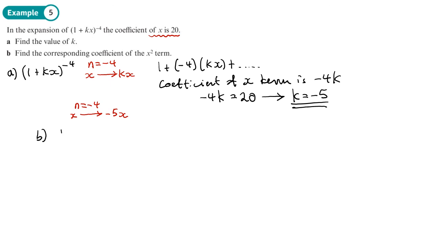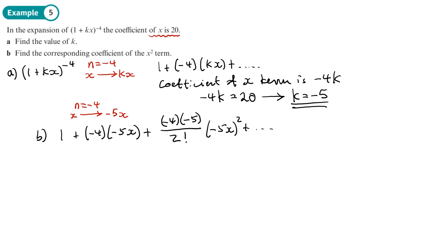So it's 1 plus nx, so that's negative 4x plus, now we could have gone straight to this if we wanted to write down what the x squared term is. That will be n times n minus 1 over 2 factorial, negative 5x all squared. So the bit we're interested in is this. Right, so let's work out what that is.